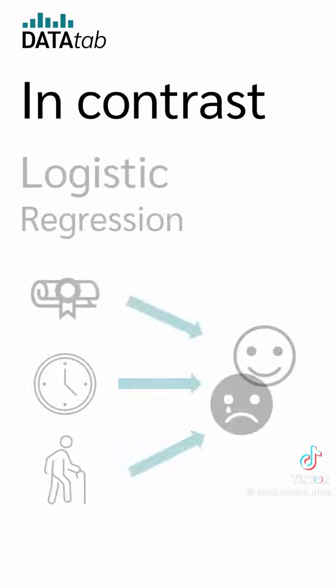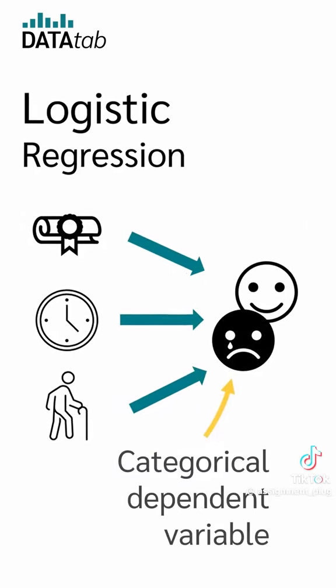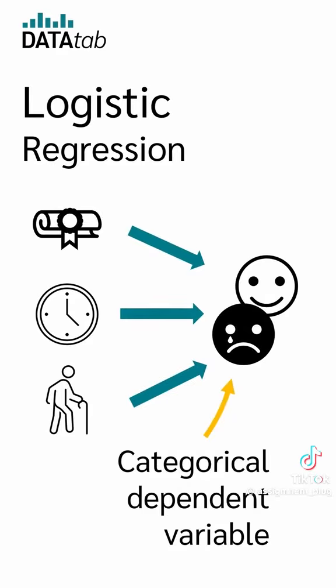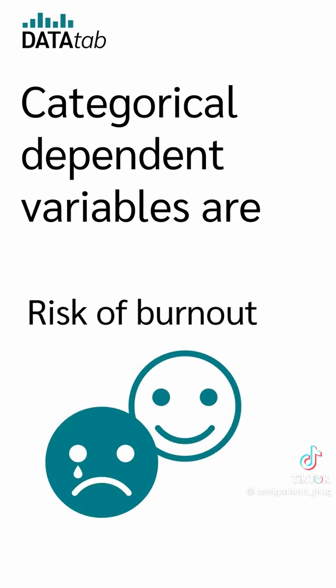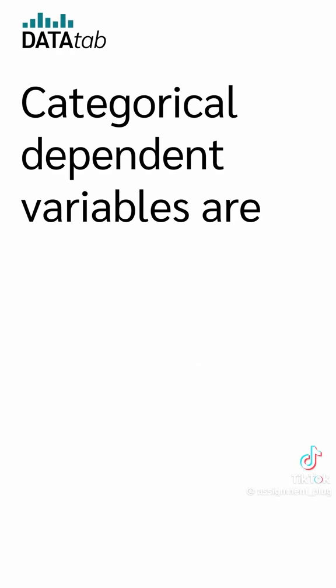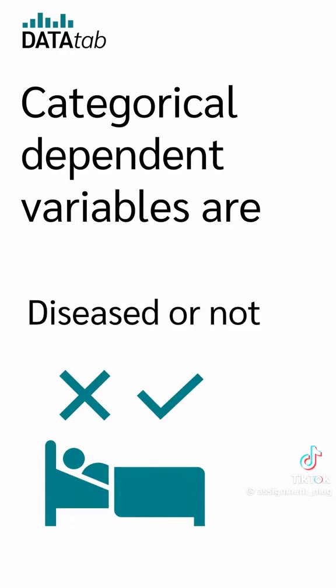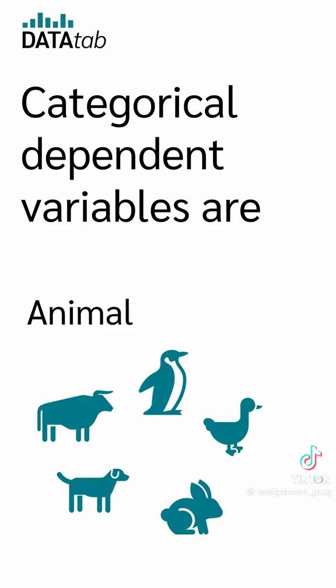In contrast, logistic regression is used when you have a categorical dependent variable. Categorical variables are, for example, if a person is at risk of burnout or not, if a person is diseased or not, or type of animal.